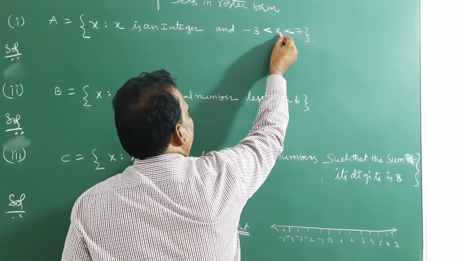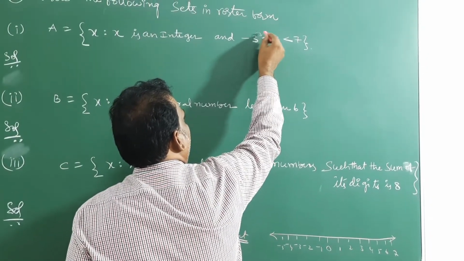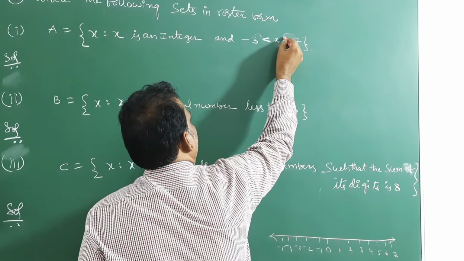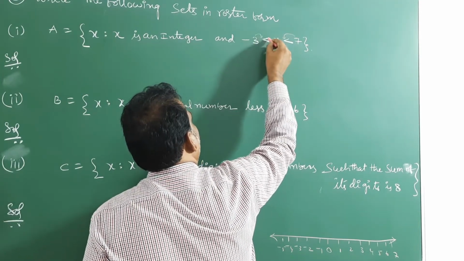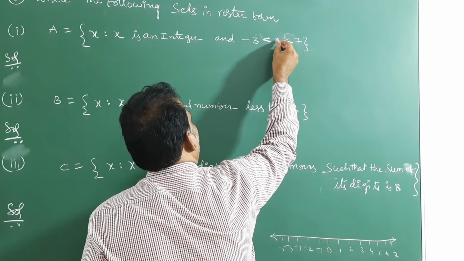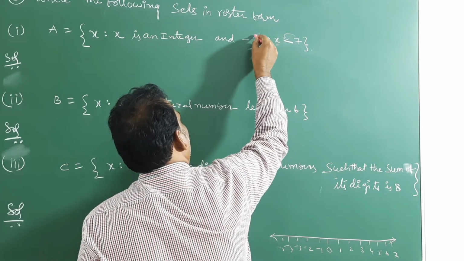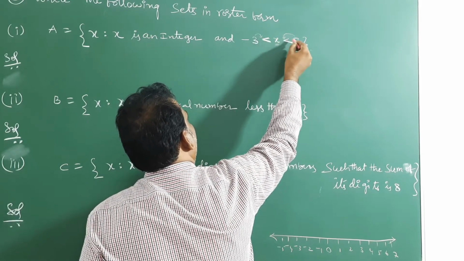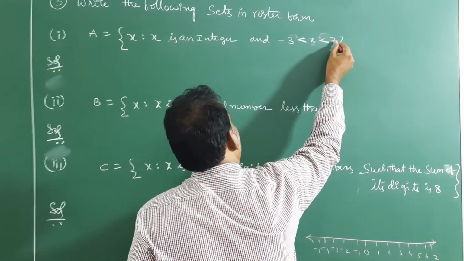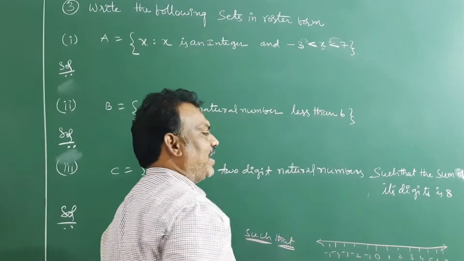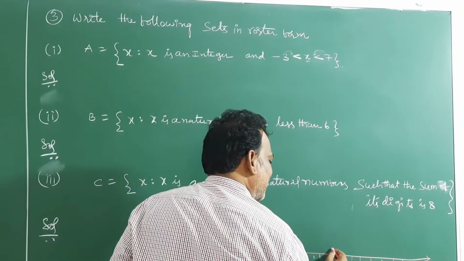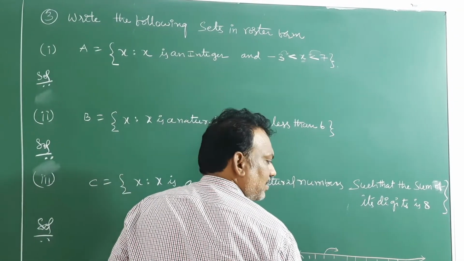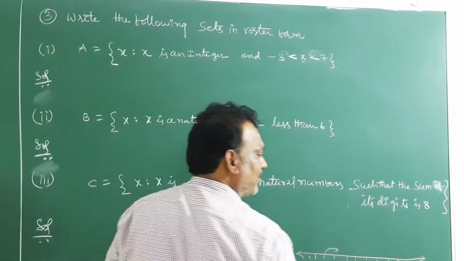X value should be greater than this one and less than that one. It should be greater than the left side value. So what is the number left side of X, more than that number? And what is right side of that number, less than that number? We need integers. So minus 3 more than means always right side. 7 less than means always left side.